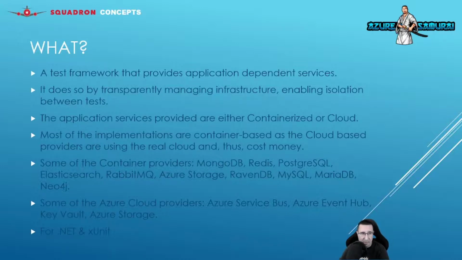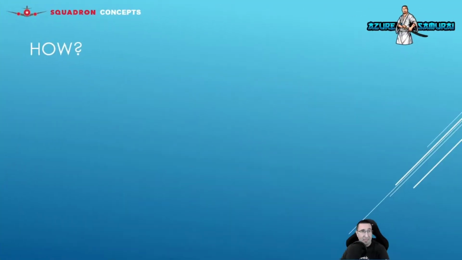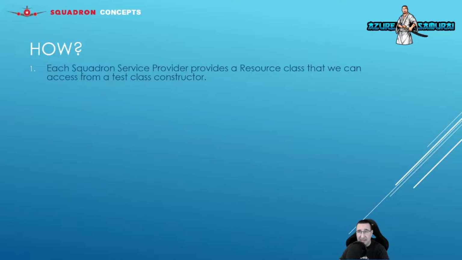Well, usually if you use .NET, you use XUnit, right? You may not do that, but it works with .NET and XUnit. Point. How does Squadron work? Each Squadron service provider provides a resource that we can access from a test class constructor. We will see that in a future video. But we have to add that there, and then we can use it from a test that is inside a test class.